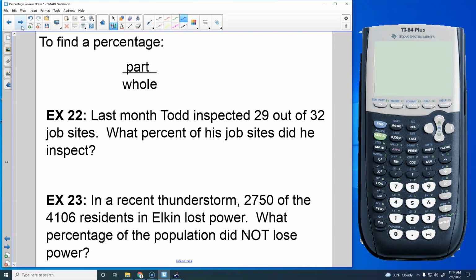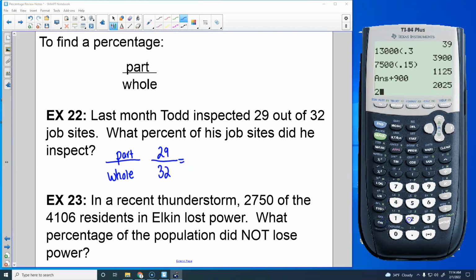Okay, so we're looking for the part he did inspect. So our part is going to be the 29, the part that he did inspect. The whole is all of the jobs total. How many jobs total were there? 32. And so if we do 29 divided by 32, 0.90625, and that is a decimal.